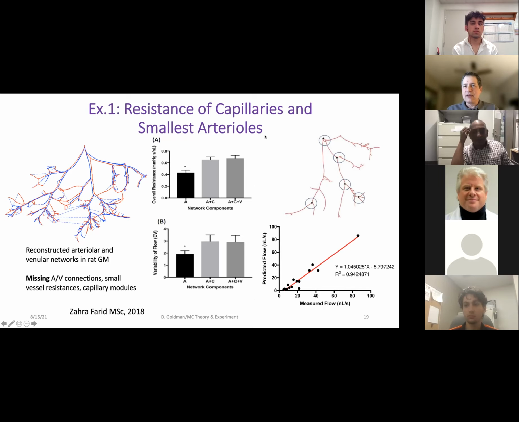Yeah, on the diagram on the left-hand side, a rather beautiful diagram, would you comment on the average distance between the red and blue lines? You mean that it's very small? What is the average distance between the arterioles and the venules, please?